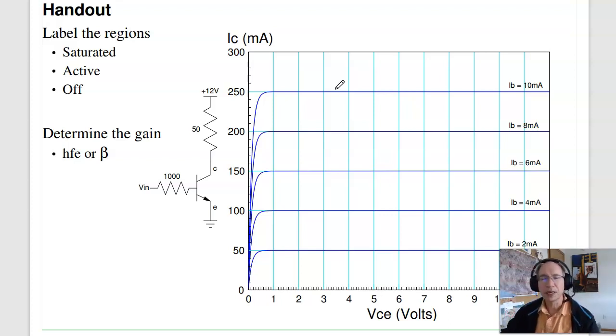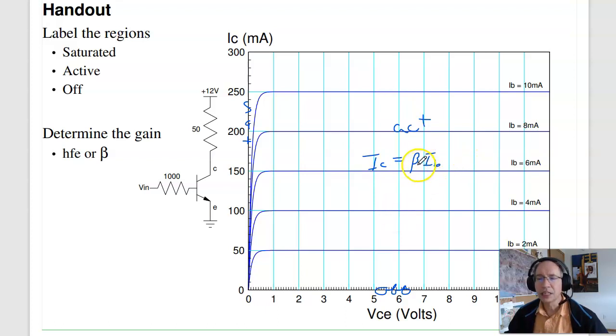So picking up the different regions, again, this is off right here. This is saturated, and over here is active. Kind of what happens is if there's no voltage collector to emitter, the current is going to be 0. As I increase the voltage VCE, I get more and more current until the base current is controlling it. At this point, you have IC is your current gain, beta times IB.